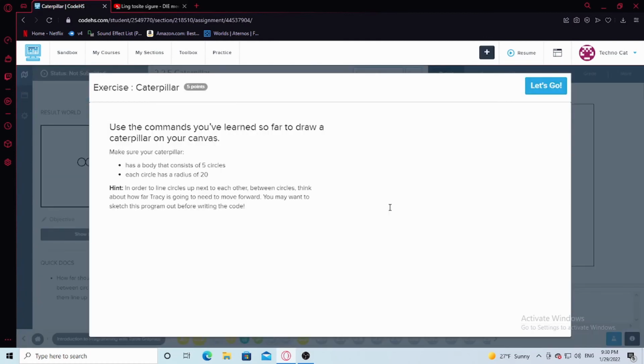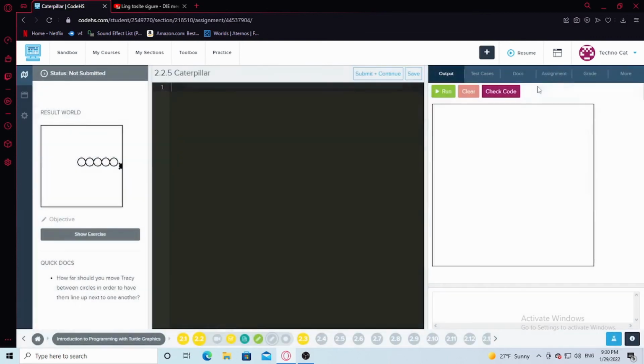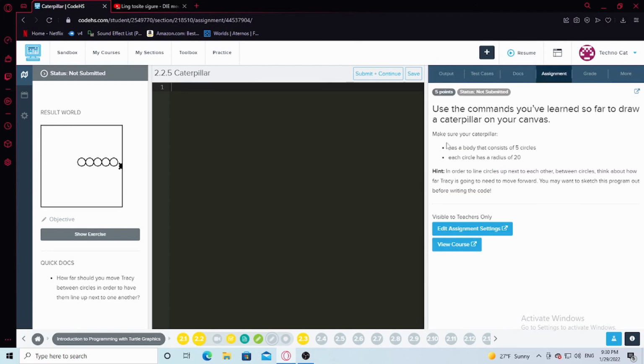Now, to draw a caterpillar on your canvas. Now, the thing with this is that, of course, they don't want us to draw in between the circles, because then it's just going to look like the normal one. So, we have 5 circles. A body consists of 5 circles, and each circle has a radius of 20 pixels. I assume it's the measurement.